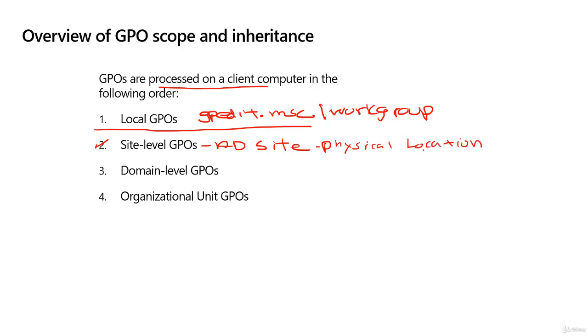So if you have a branch office in New York, Vancouver, Dallas, all these locations, each location in Active Directory would be considered a site. Just represents a physical location. So you can have a group policy object that applies to a specific location in your environment. Site level policies are not very common.